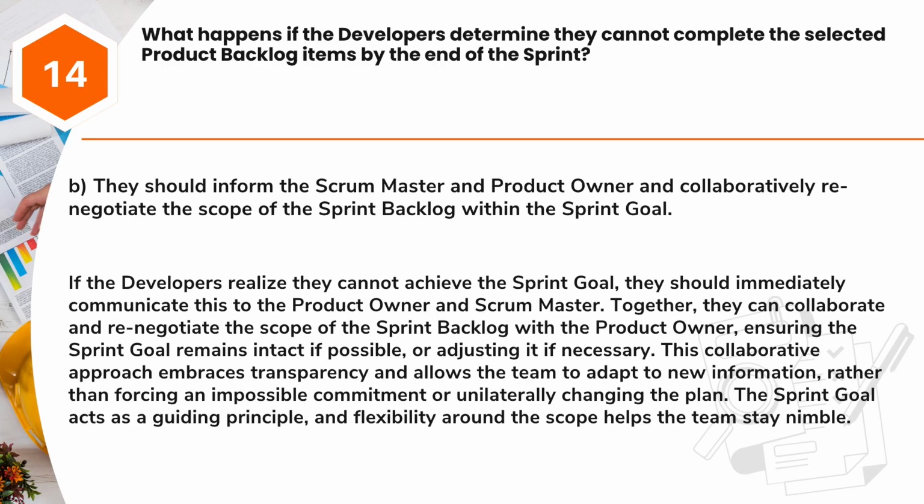Answer: B. They should inform the Scrum Master and product owner and collaboratively renegotiate the scope of the sprint backlog within the sprint goal. If the developers realize they cannot achieve the sprint goal, they should immediately communicate this to the product owner and Scrum Master. Together, they can collaborate and renegotiate the scope of the sprint backlog with the product owner, ensuring the sprint goal remains intact if possible, or adjusting it if necessary. This collaborative approach embraces transparency and allows the team to adapt to new information, rather than forcing an impossible commitment or unilaterally changing the plan. The sprint goal acts as a guiding principle, and flexibility around the scope helps the team stay nimble.